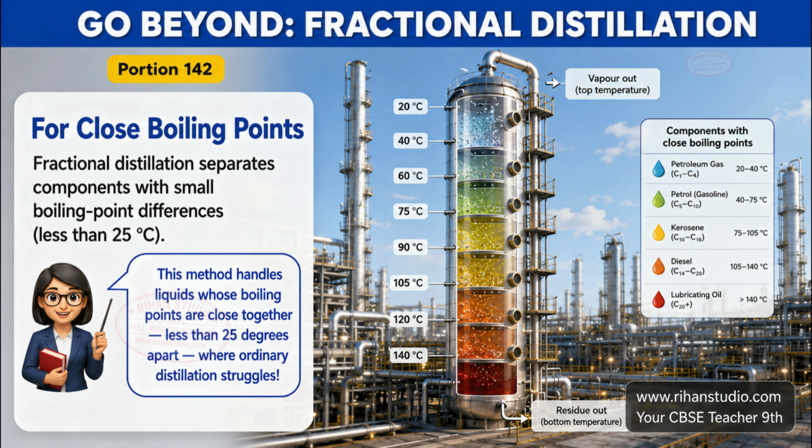Fractional distillation separates components with small boiling point differences, less than 25 degrees Celsius. This method handles liquids whose boiling points are close together, less than 25 degrees apart, where ordinary distillation struggles.